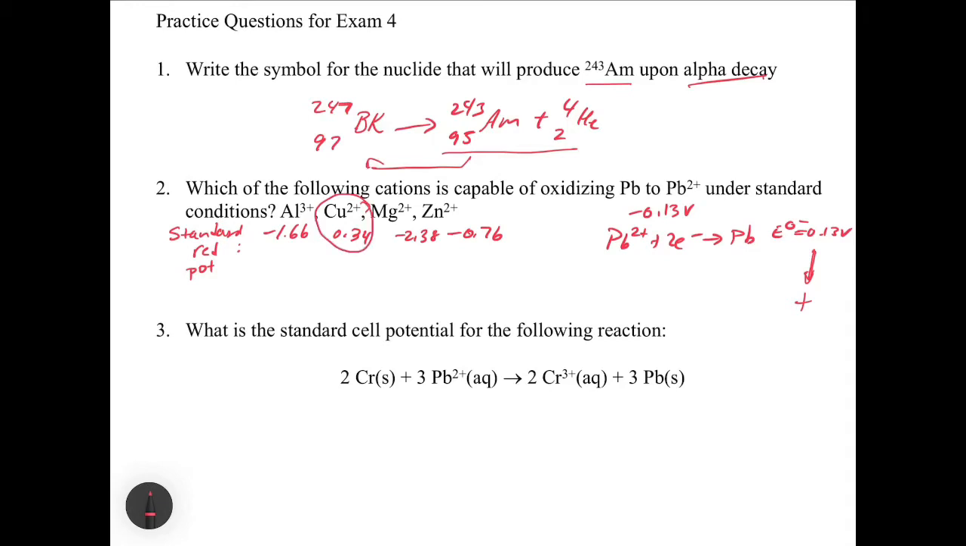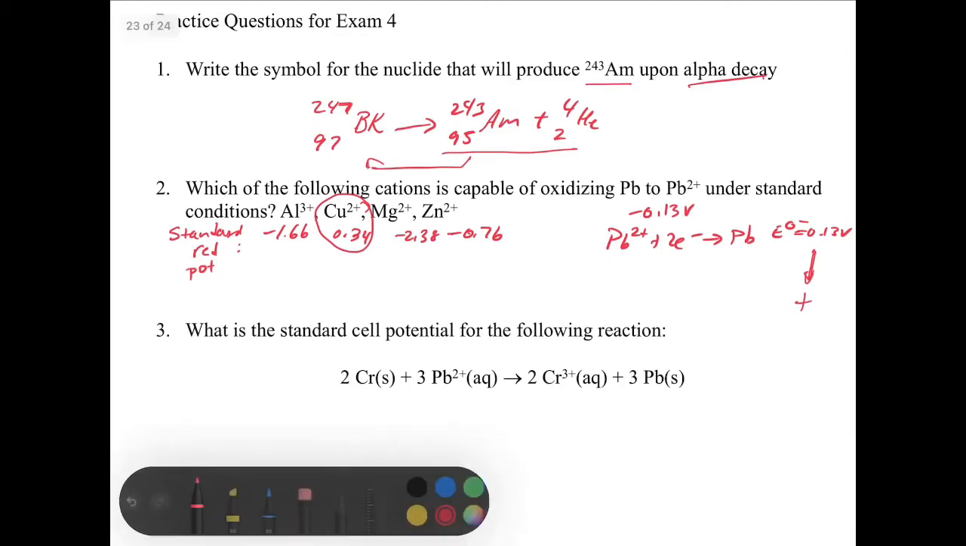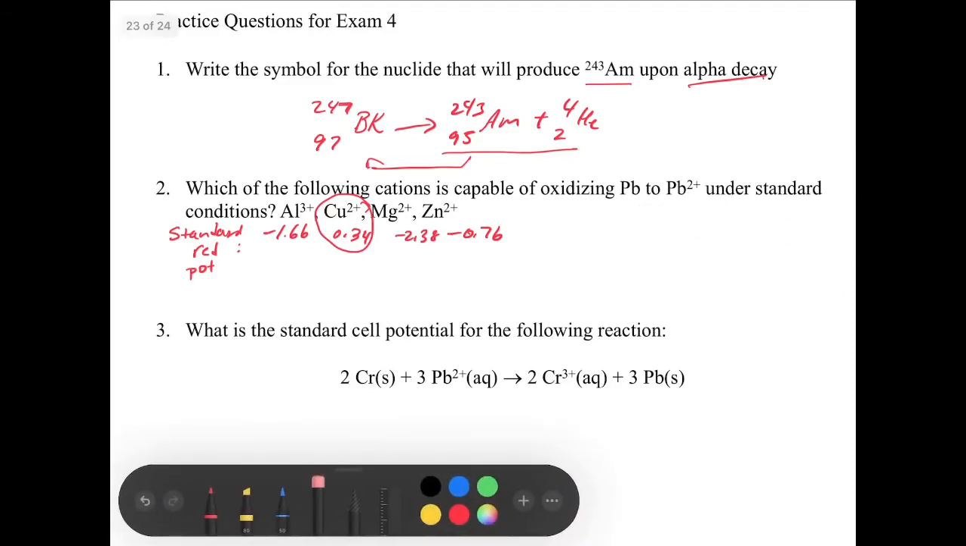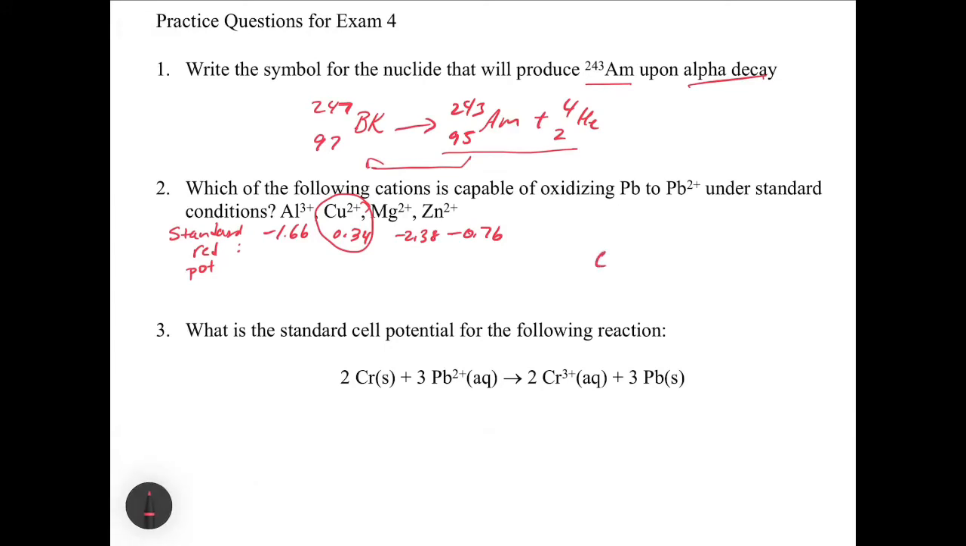If you think about it this way, we can write a cell here. To review, we have lead 2 plus plus 2 electrons gives lead. Let's write this for the copper cell. Copper is going to be reduced, so copper 2 plus plus 2 electrons goes to copper metal. The E for this is equal to 0.34 volts. And lead 2 plus plus 2 electrons gives lead, and the E for this is minus 0.13 volts.